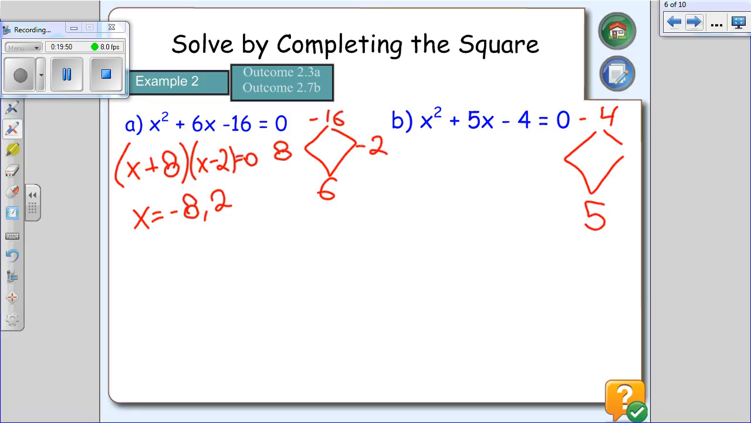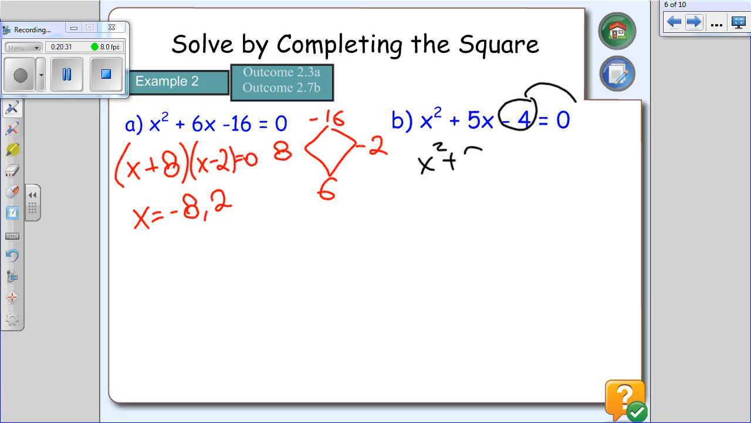So when you get an unfactorable question, you're going to complete the square. So you're going to follow our weird steps. The first thing you're going to do is move everything that's not an x to the other side. This right here, no x. Move it to the other side so it's a plus 4. And now you have x squared plus 5x equals 4. Awesome. That's the first step.